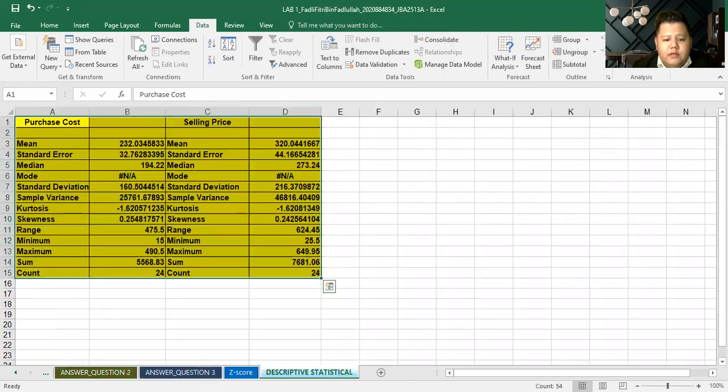Next, we go to descriptive statistics. I use the Data Analysis function in Excel to get the mean, standard deviation, and range, and this is the answer.